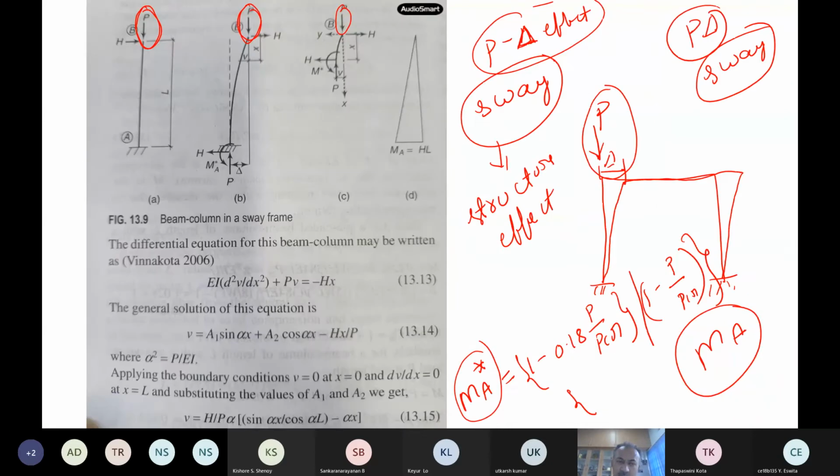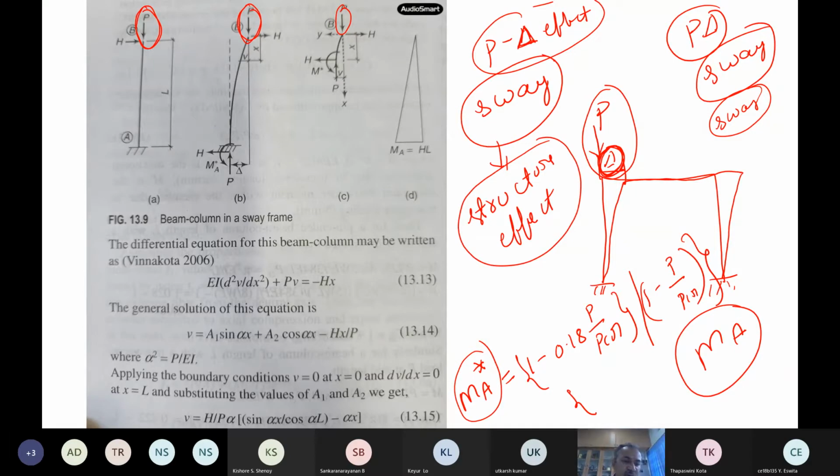Similarly, if I have sway columns, when you allow sway in unbraced columns or frames, then since you are allowing the frame to sway, this delta also comes into the picture, which is due to the sway. This is what people call a structure effect, whereas the earlier one is a member effect.